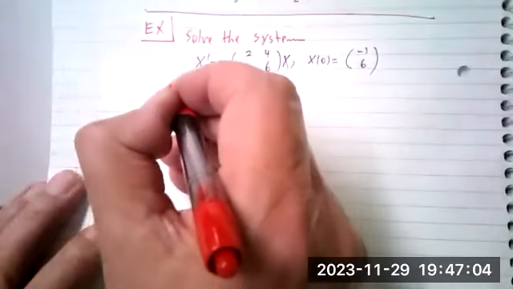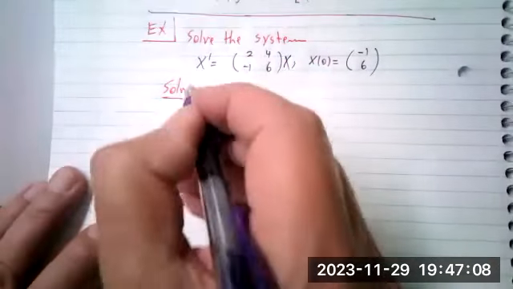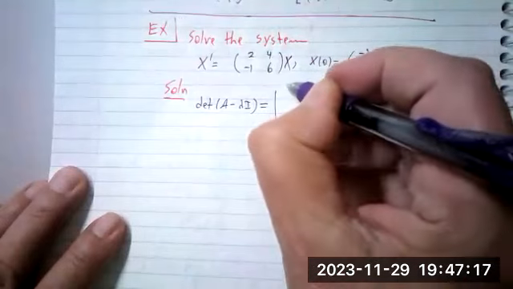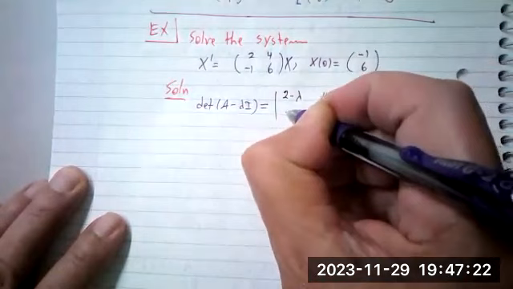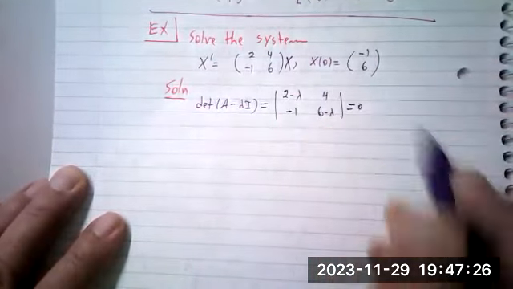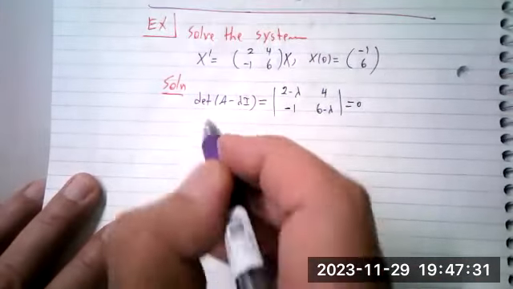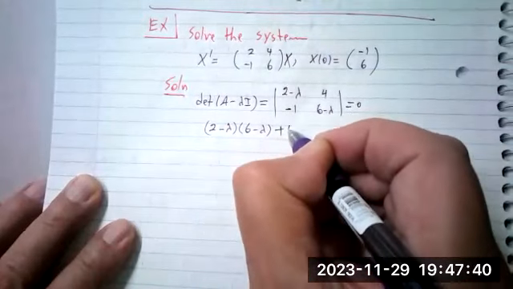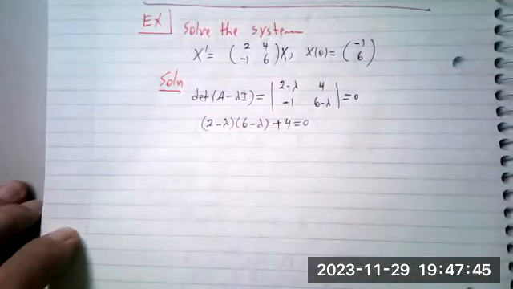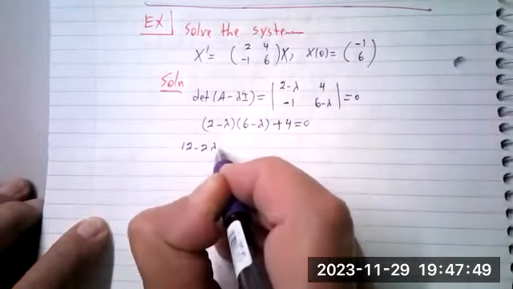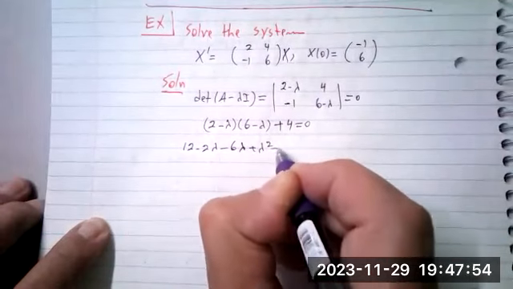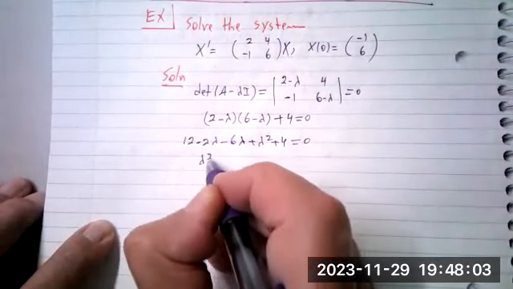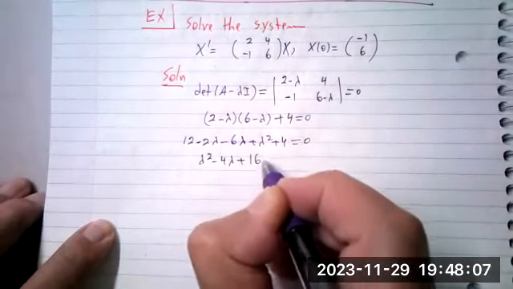Start with the matrix solution. So we are going to find the determinant of A minus lambda I, which is equal to the determinant of 2 minus lambda, 4, negative 1, 6 minus lambda, equal to 0. Cross multiply to get the determinant: 2 minus lambda times 6 minus lambda, minus negative 4, making it plus 4. So 2 times 6 is 12 minus 2 lambda minus 6 lambda plus lambda squared plus 4 equal to 0. Carefully simplifying, that would be lambda squared minus 8 lambda plus 16.